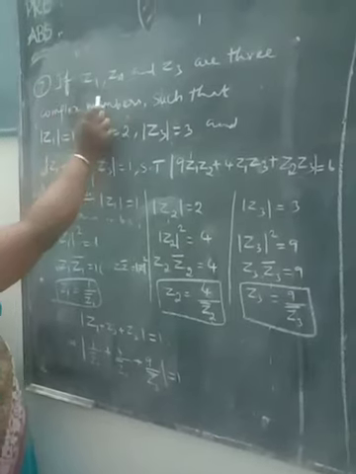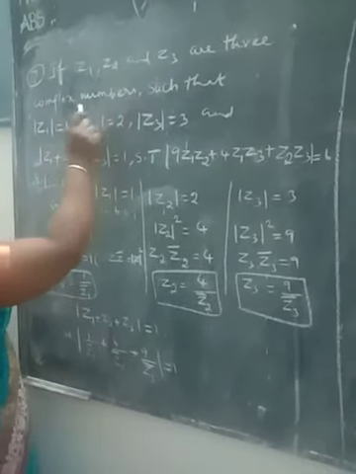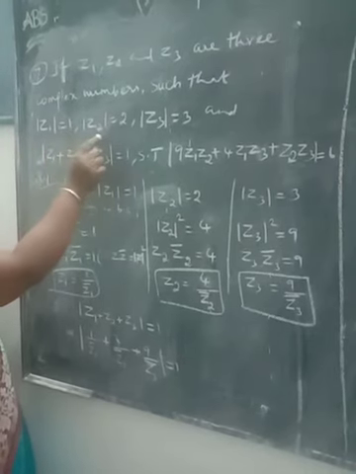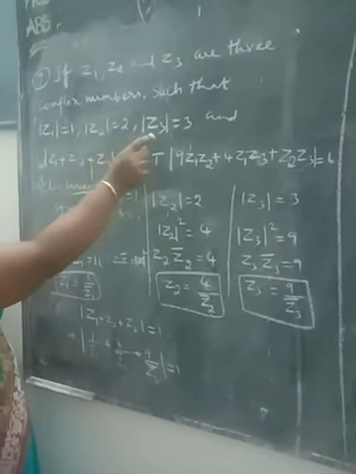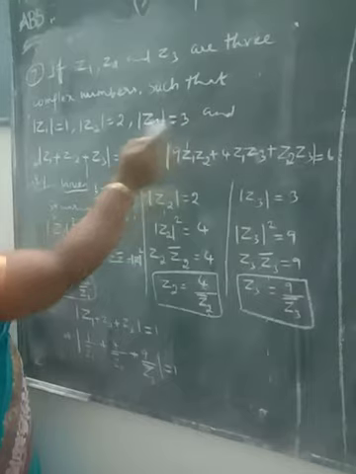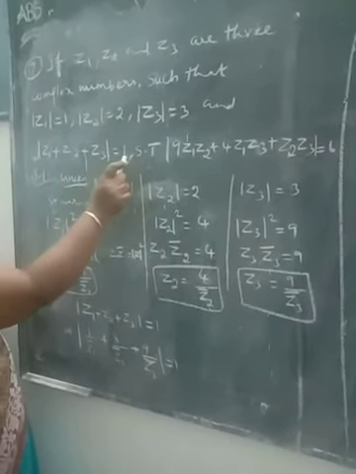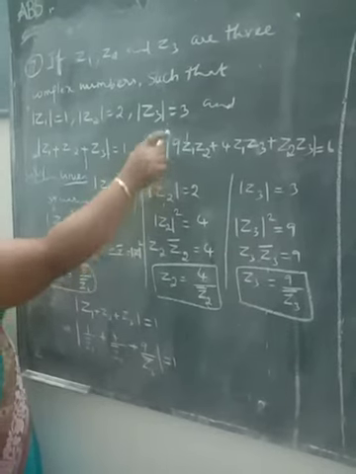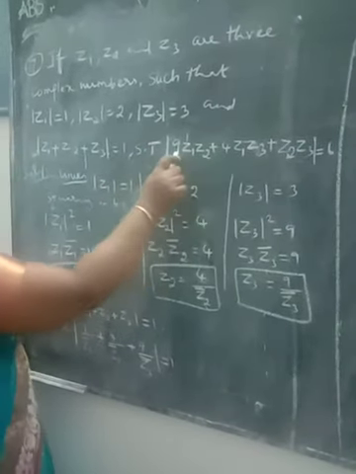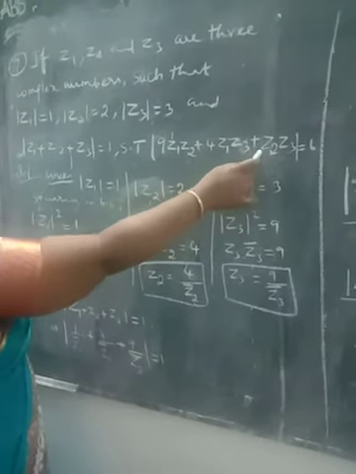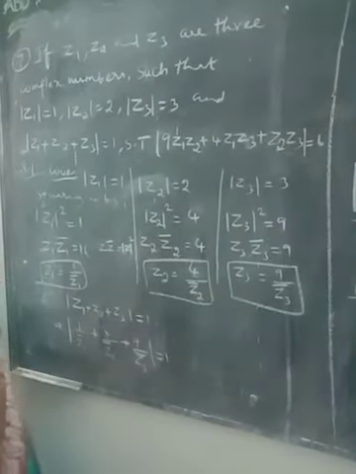See, if Z1, Z2 and Z3 are three complex numbers such that mod Z1 equal to 1, mod Z2 equal to 2, mod Z3 equal to 3 and modulus of Z1 plus Z2 plus Z3 equal to 1, show that modulus of 9 into Z1 Z2 plus 4 into Z1 Z3 plus Z2 into Z3 equal to 6.